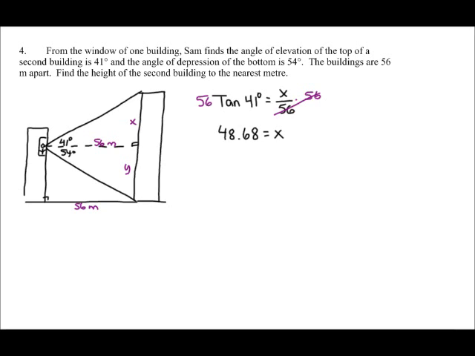And then, okay, the other triangle, again, what are we going to use? We have the legs. Tan 54 equals opposite over adjacent. So who's opposite of 54? Y over 56. So again, y is on the top. We are going to multiply both sides by 56.